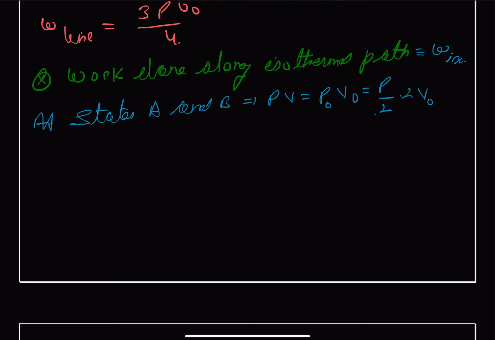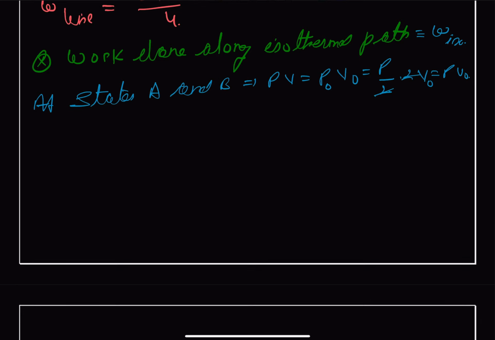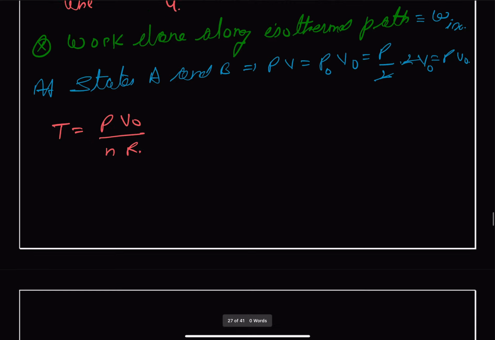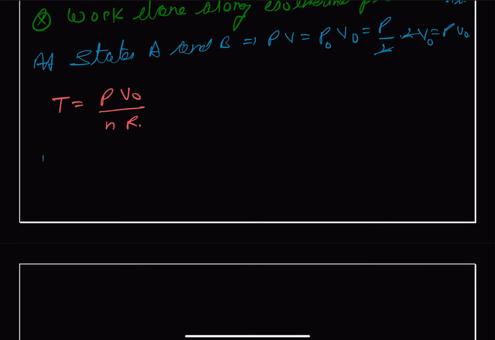And here 2 and 2 cancel out, so this is equal to P times V naught. For isothermal, we can write our T is equal to P times V naught upon nR. Therefore, work done, W iso, is the integral from V naught to twice V naught of nRT times dV.